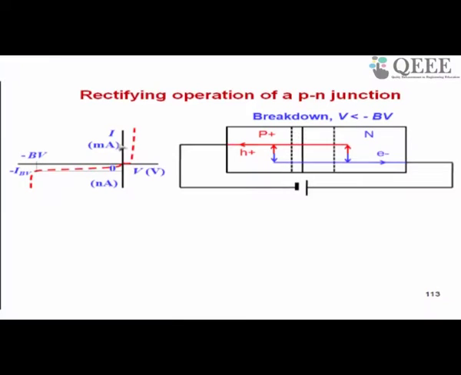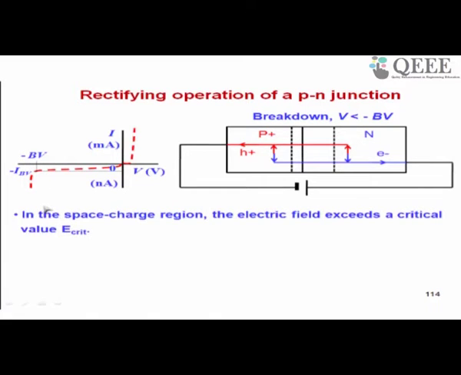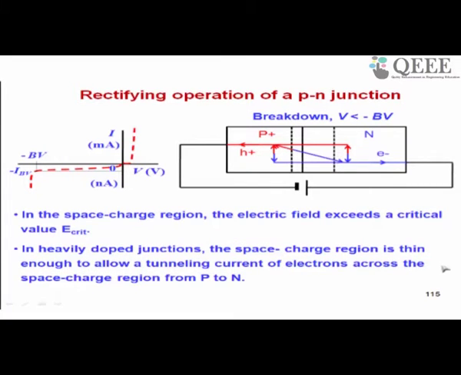Okay, we are talking about the rectifying operation of a p-n junction. What happens if you increase your voltage beyond the breakdown voltage? Then you get a very high current. Why? In the space charge region, the electric field exceeds a critical value, E critical. In heavily doped junctions, the space charge region is thin enough to allow a tunneling current of electrons across the space charge region from p to n.